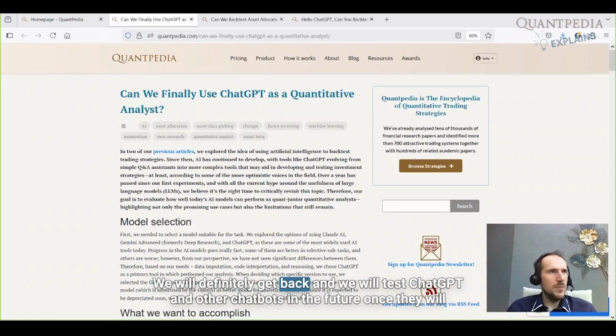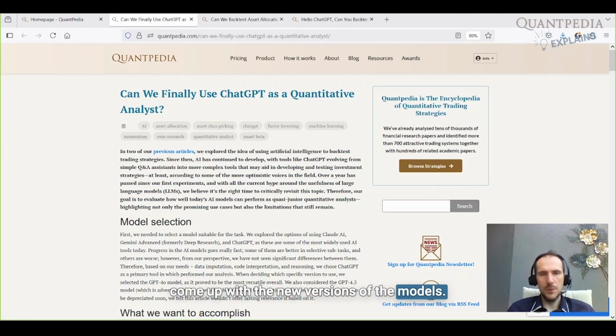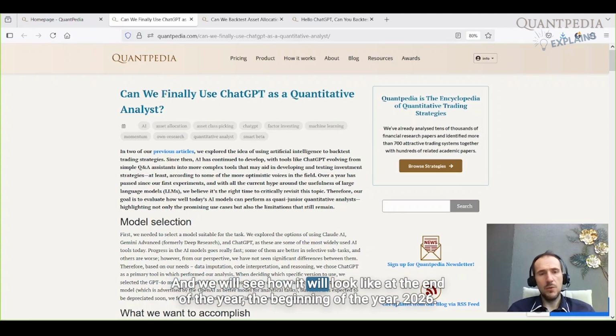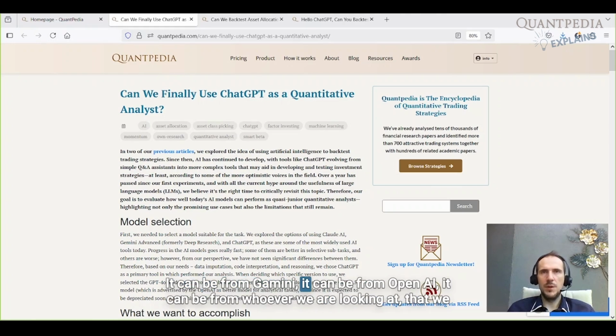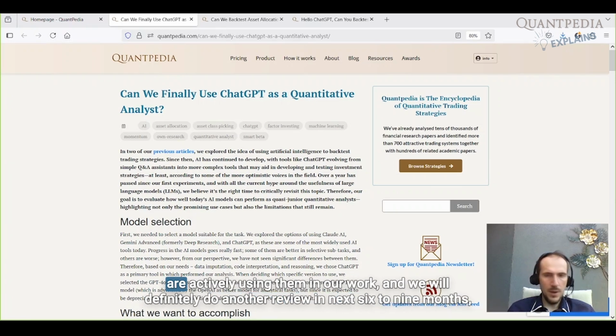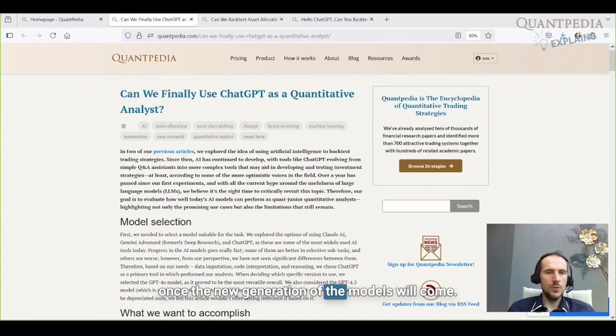I hope that you like this review. We will definitely get back and test ChatGPT and other chatbots in the future once they come up with new versions of the models. But this is the current state as it is. We will see how it looks at the end of the year or beginning of 2026. We are looking forward to the new models, whether from Gemini, OpenAI, or whoever. We are actively using them in our work, and we will definitely do another review in, I don't know, the next 6 to 9 months once the new generation of models comes.